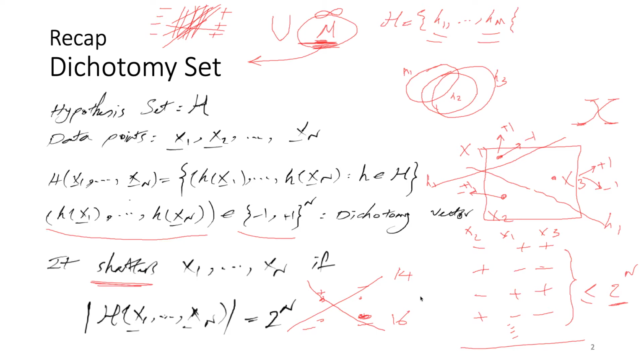So now we find through this analysis that 2 to the n is better than m in most of the cases. So let's see what the properties are of using a dichotomy set instead of the union bound.